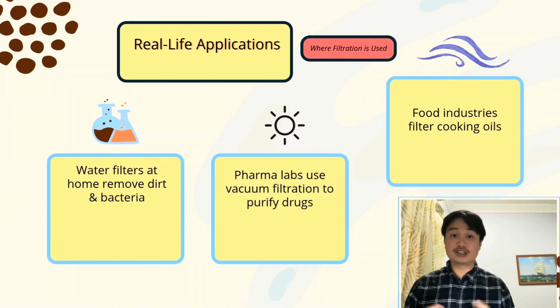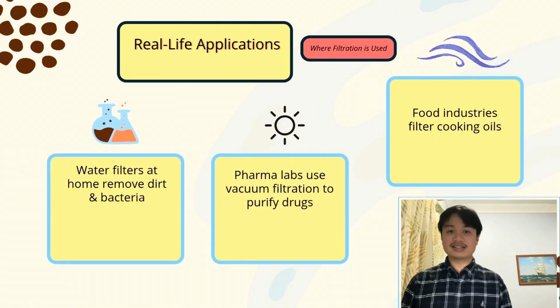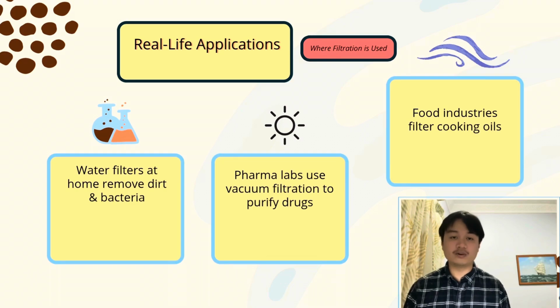So we've seen how filtration works in theory, but where do we actually use it outside the lab? Let's look at some real-life examples that connect chemistry to our daily routines. First and foremost, water filters at home. At home, many of us use water filters in our kitchen taps, in filter jugs, or even in portable bottles. These filters work by removing dirt, sand, rust, and even bacteria from the water, making it safe to drink. This is especially important in areas where tap water might not be clean enough on its own. Thanks to filtration, we can drink water confidently without worrying about invisible contaminants.